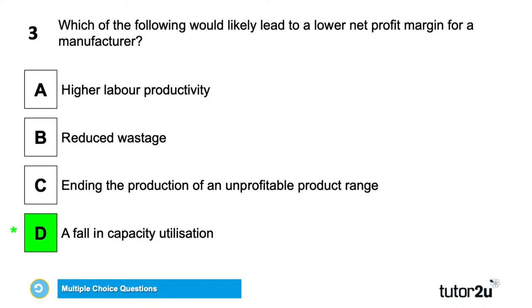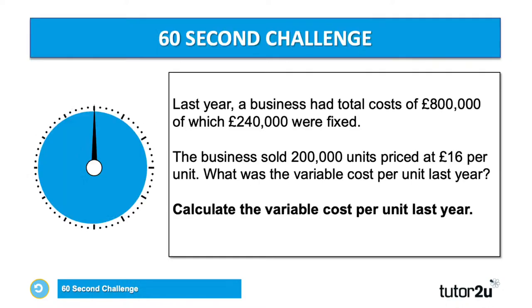It is, of course, D, a fall in capacity utilization. All of the others would likely lead to a higher net profit margin. So it must be the fall in capacity utilization. Really well done. Thanks very much for your contributions. Peter, I'll hand over to you for the next activity.